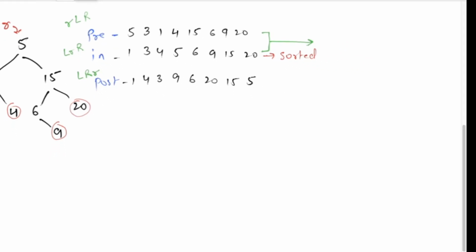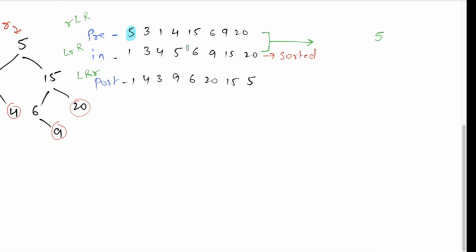So the first one is going to be the 5, 3, 1. From the pre-order traversal, we can only conclude that 5 is the root. We can't say that 3 is on the left. From the pre-order traversal, we have concluded that 5 is the root.